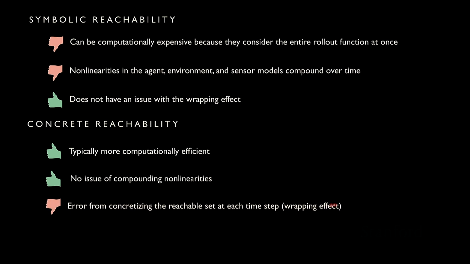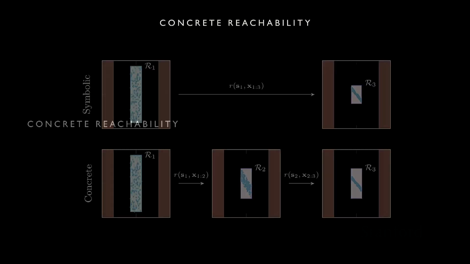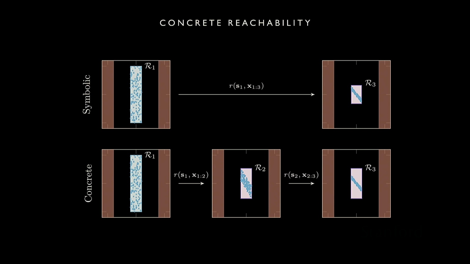But you do have this thing called the wrapping effect, which is basically error from concretizing the reachable set at every single time step. So if we go back here and we look at this, at time step 2, we concretize an over-approximate reachable set for time step 2, and then we use this over-approximate set to compute the reachable set at time step 3. And so we're including a whole bunch of starting points at time step 2 that probably aren't actually part of the reachable set. But because we can only get this over-approximate version, we had to do that. And then this over-approximation error will compound over time, and it's called the wrapping effect.